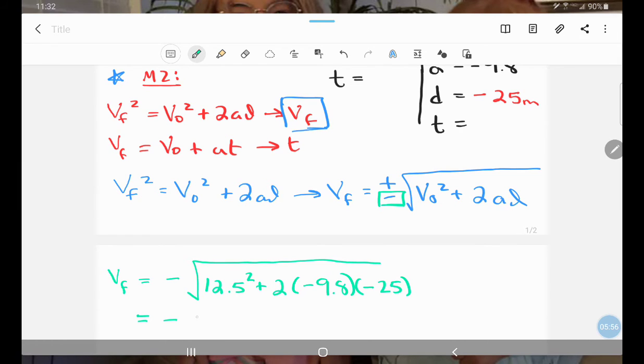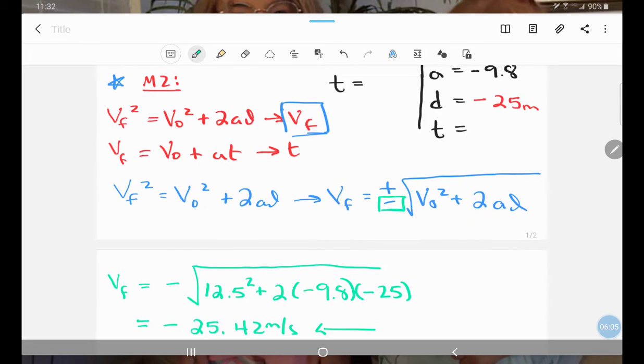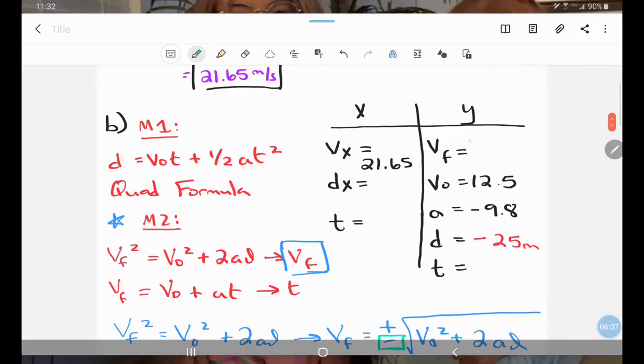So I get here 25.42 meters per second as V final. So this is negative 25.42. And so that is this portion.